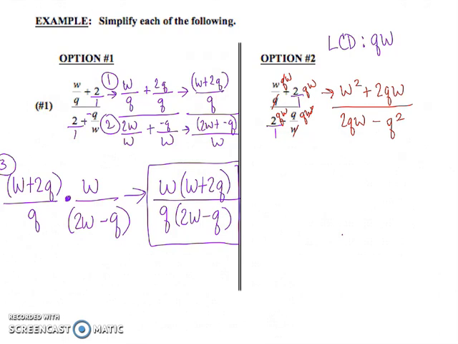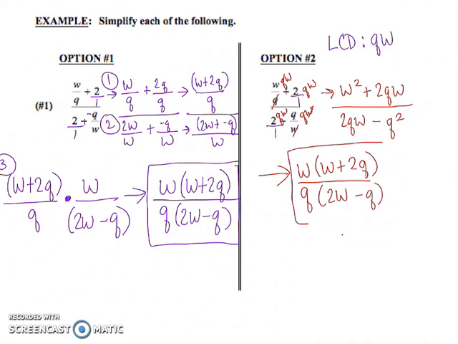Now, the only thing left to do is I can do a little factoring in my numerator and a little factoring in my denominator. In my numerator, I have a GCF of w. If I factor that out, then I have w plus 2q. And in my denominator, I have a GCF of q. If I factor that out, I have 2w minus q. As you can see, I ended up with the exact same answer as option 1, but I think option 2 usually tends to be a little bit quicker. And again, that was the LCD method.